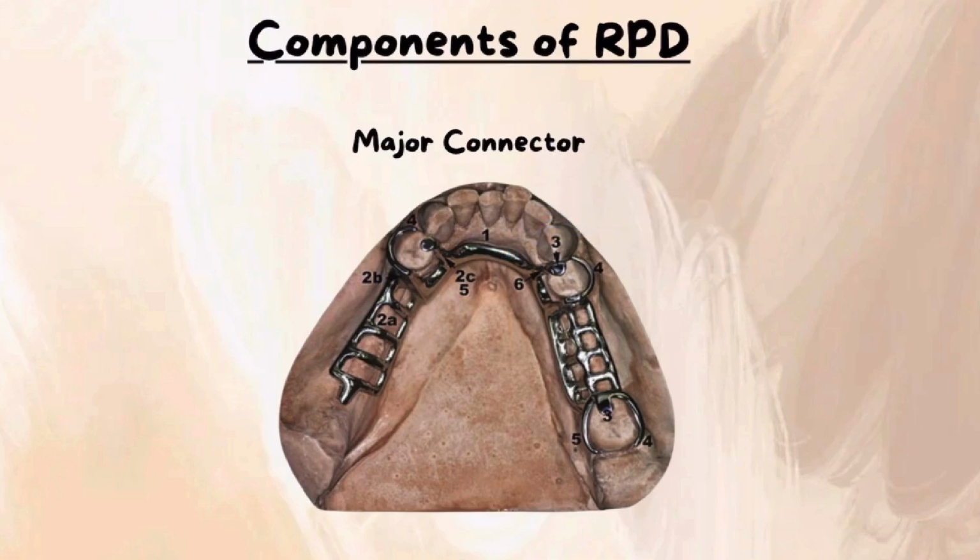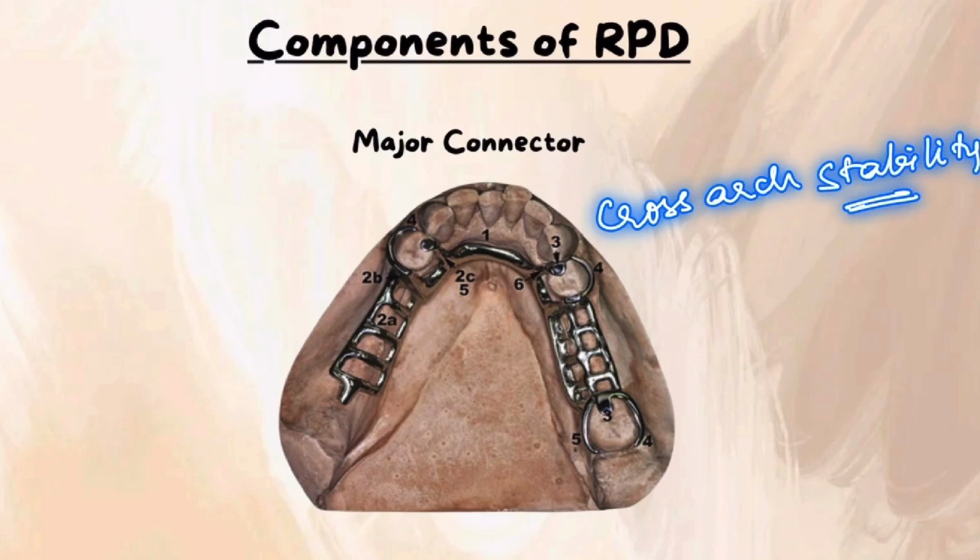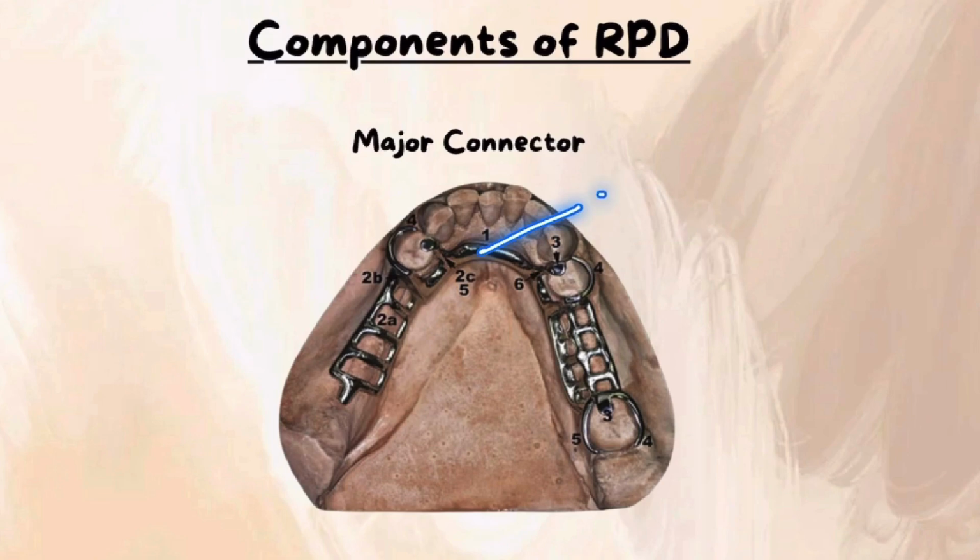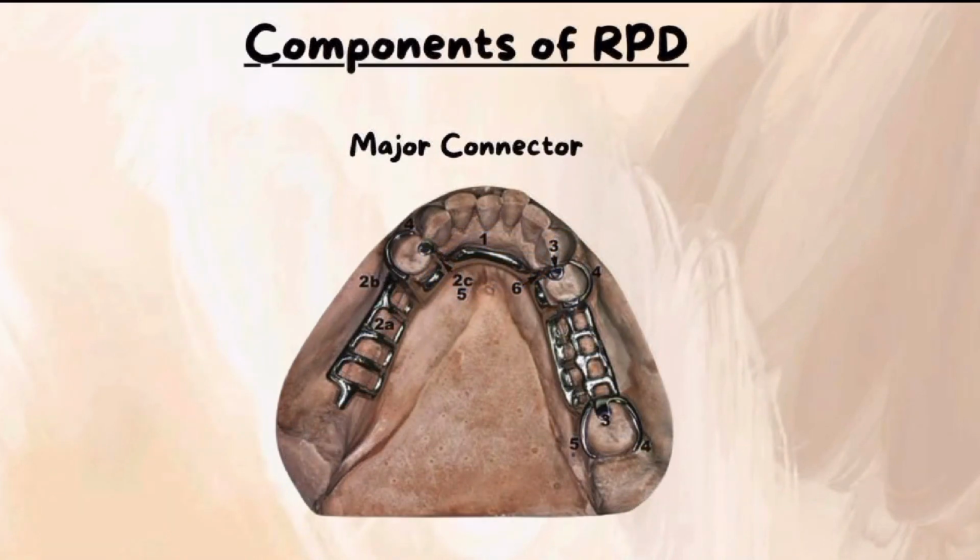It should also provide cross-arch stability. It should not interfere with the tongue and should not cause any irritation to the tissues. It should not impinge on any tissue. A major connector should not allow the entrapment of food materials underneath it. It should not cause any kind of retention of the food particles, and it should be self-cleansing.